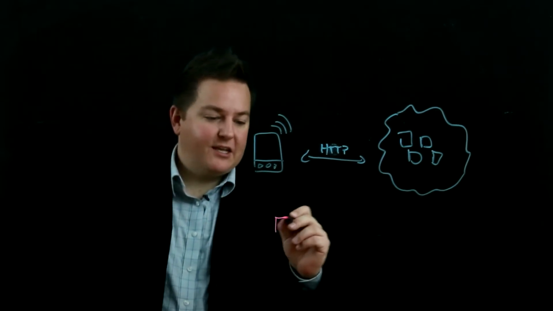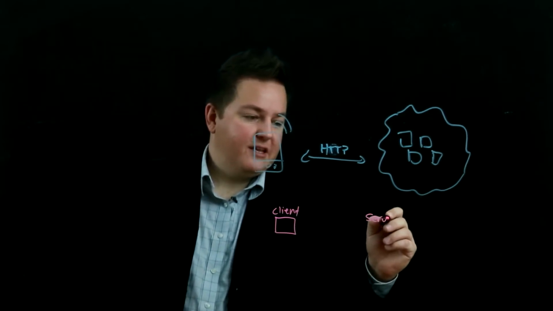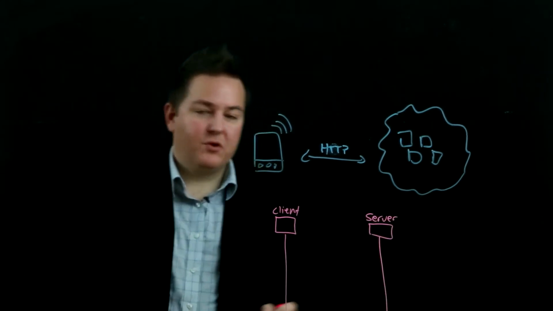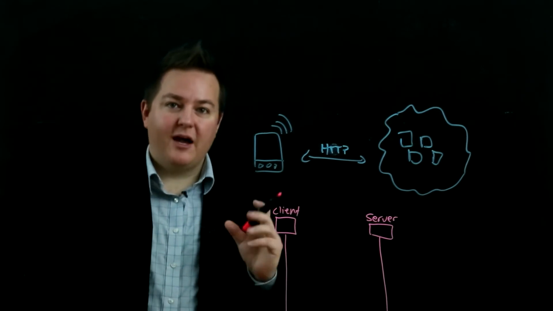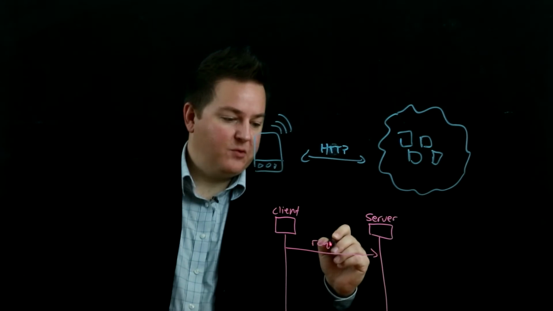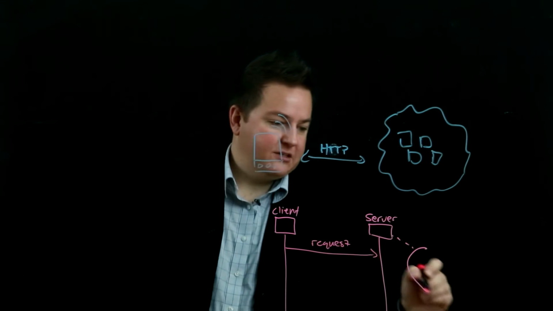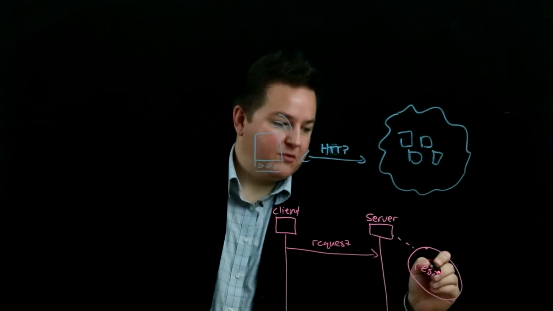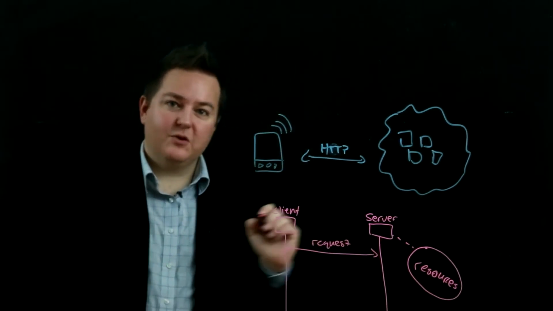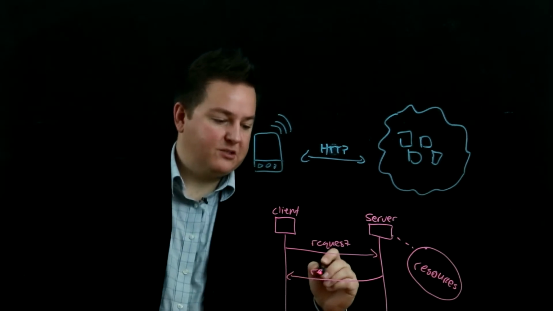HTTP is a client-server protocol. And what that means is that the interactions that are mediated via the HTTP protocol are always initiated by a client that wants to access or request some resource on the server. So the server has a series of resources that it can provide to the client. And the client sends requests for those resources, and the server returns responses to those requests.